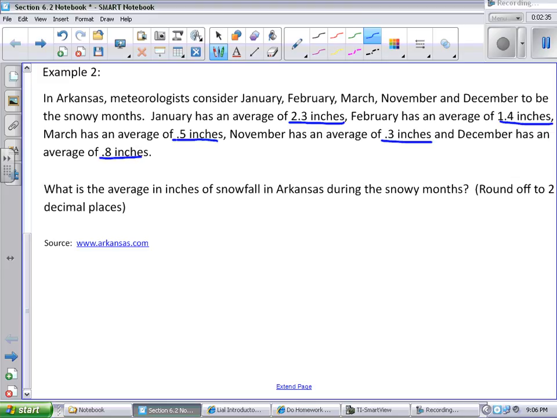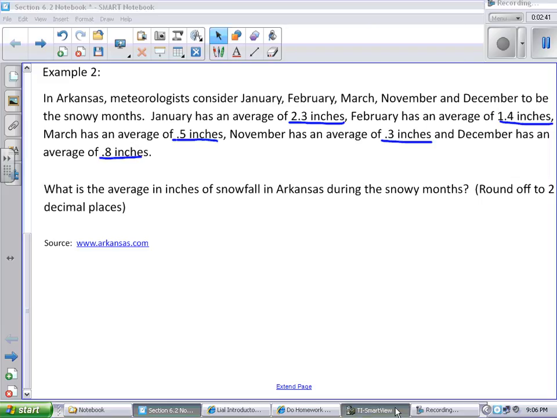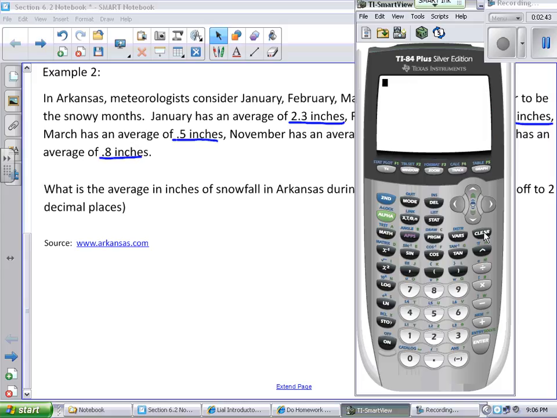So the first thing we have to do is add up all of those numbers. So we have 2.3 plus 1.4 plus 0.5 plus 0.3 plus 0.8.